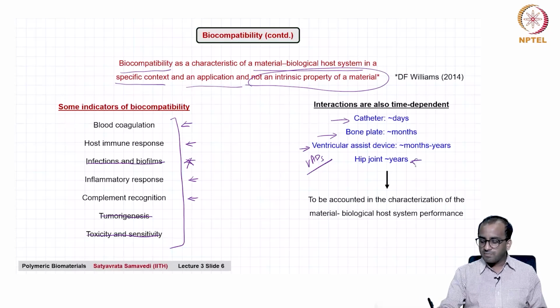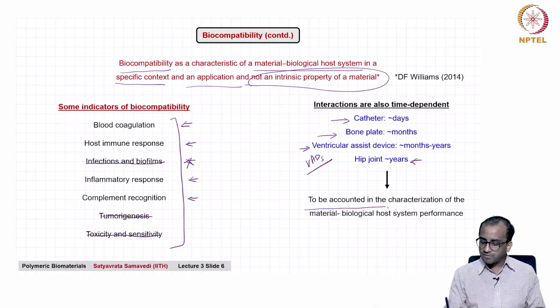And something like a hip joint, where you are replacing the entire hip. This typically happens as you age. You are now looking to replace the entire hip joint itself. That new joint is going to stay there for several years now, right? So, the time scale is very important to be determined a priori based on where and what context the material is implanted or applied in.